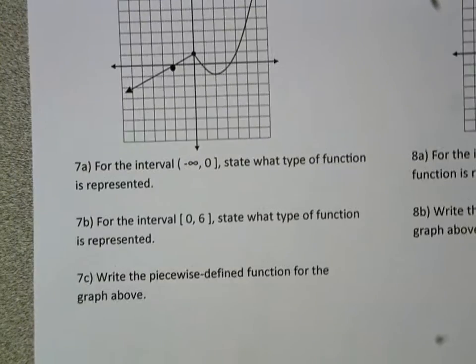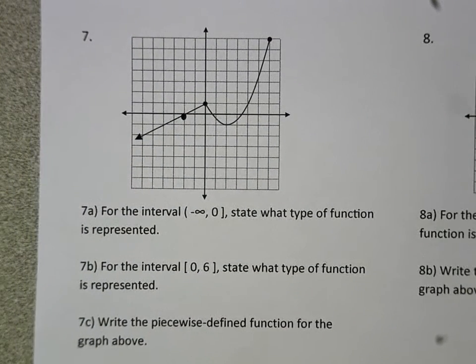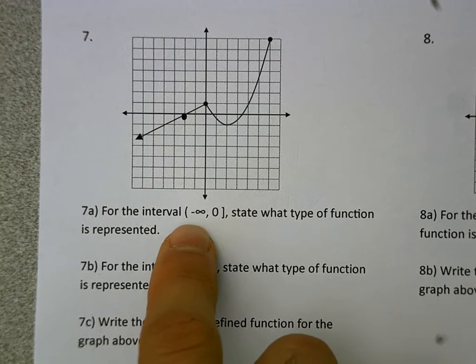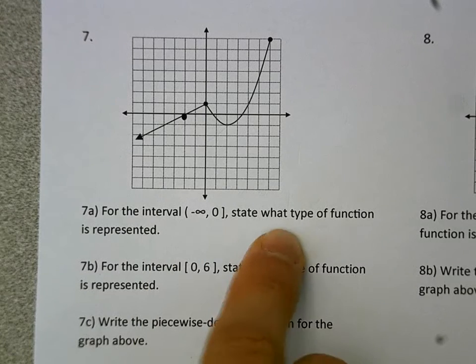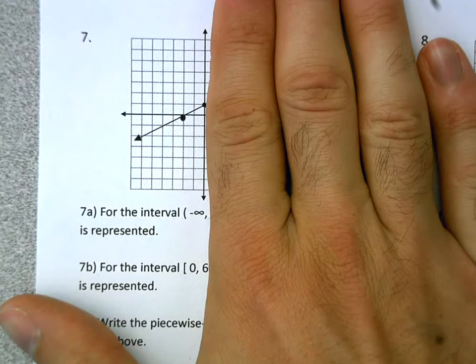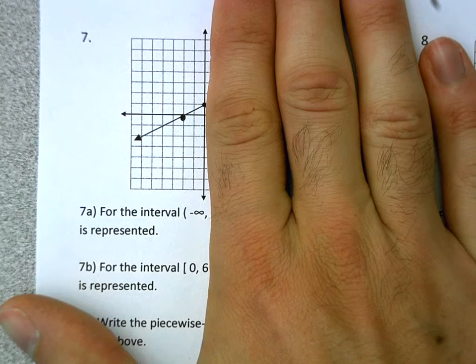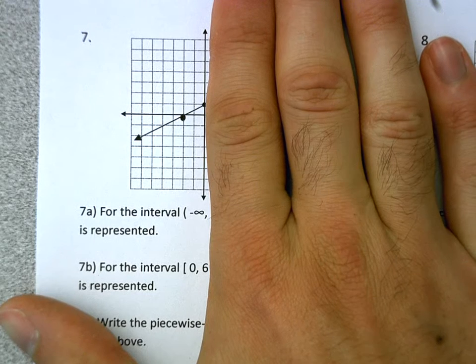The other thing you need to be able to do is describe what kind of graph is happening. So it says for the interval negative infinity to 0, state what type of function. Does everybody see that this is the half of my graph less than 0? Negative infinity to 0 for the domain. What kind of graph is that? A linear. That's your answer.